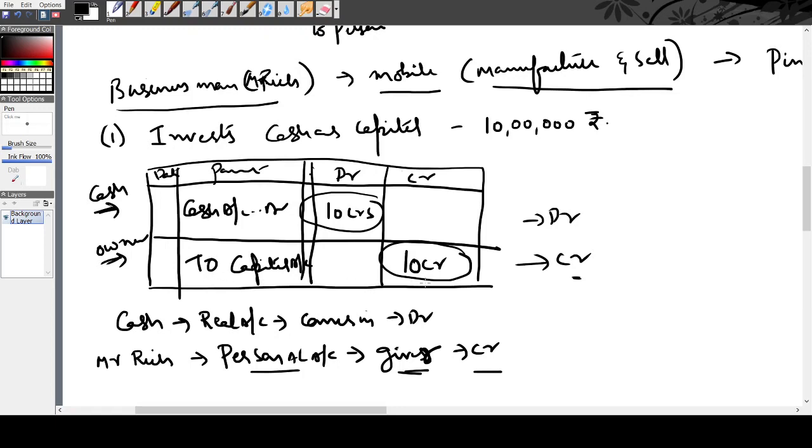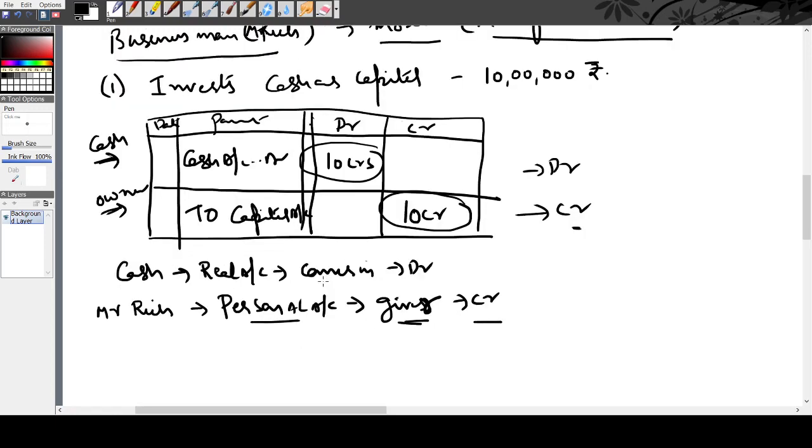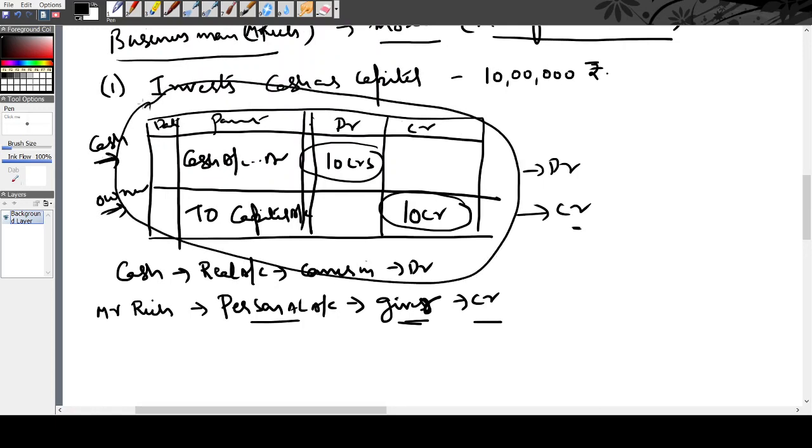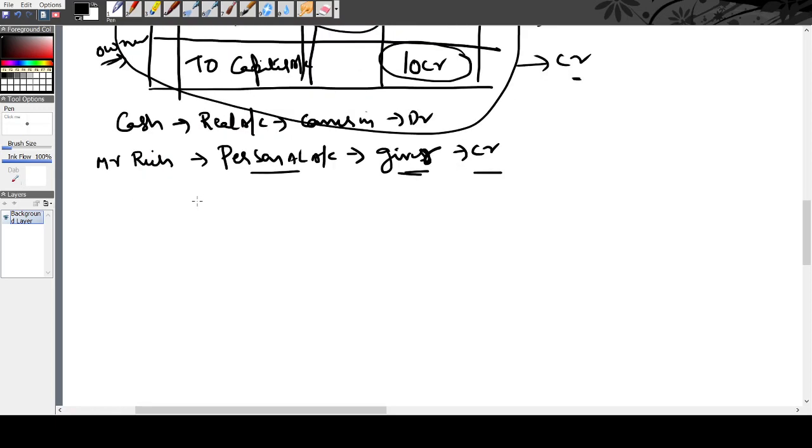Now, if you see here, we are writing cash account debit 10 crores, capital account credit 10 crores. What are we writing here actually? I'll explain. This is called the journal entry in the journal. Now, what is this entry all about? This journal entry is actually an instruction to prepare cash account and capital account.